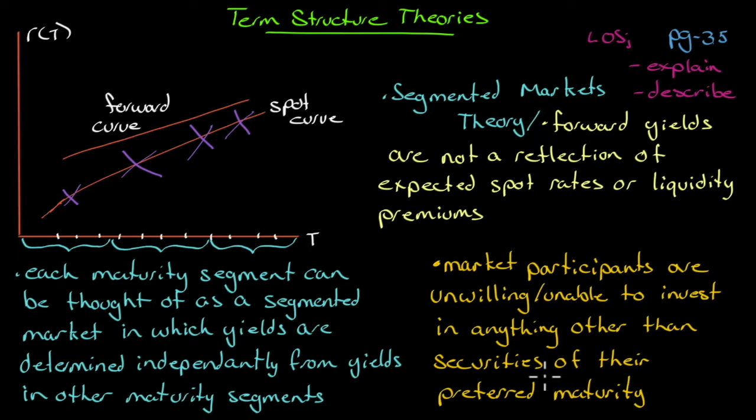So if I'm a money market fund, I am unable to invest long. If I am a pension fund or an insurance company, I am unwilling to invest short. Do you believe that? Now, again, it's a theory that's attempting to explain the shape of the curve, and we see that with pure expectations, the data doesn't support it. With local expectations, the data doesn't seem to support it. And while liquidity premium sounds interesting, it's the same problem with local expectations. The data doesn't quite support it.